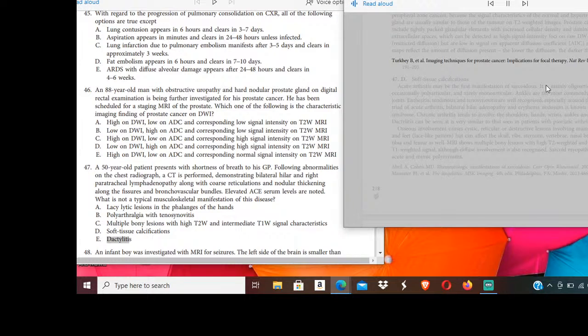Therapy. Nat Rev Urol, 2009, 6:191-203. 47. D. Soft tissue calcifications.